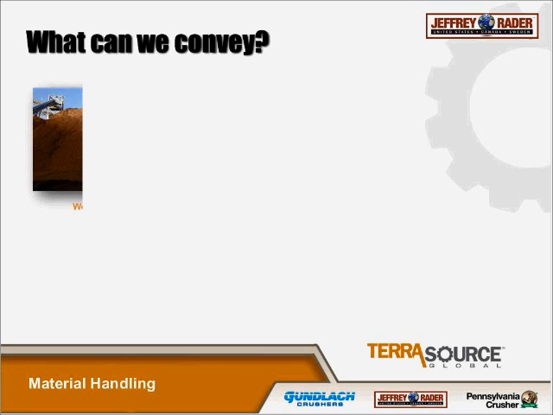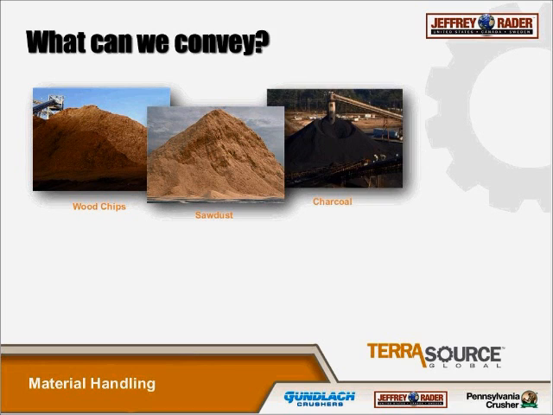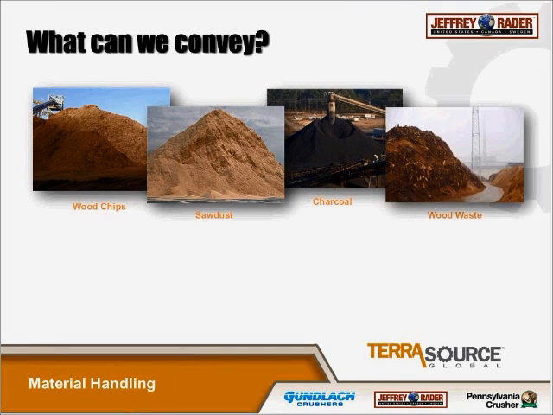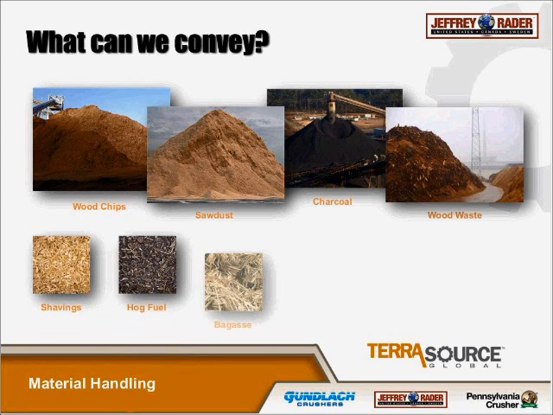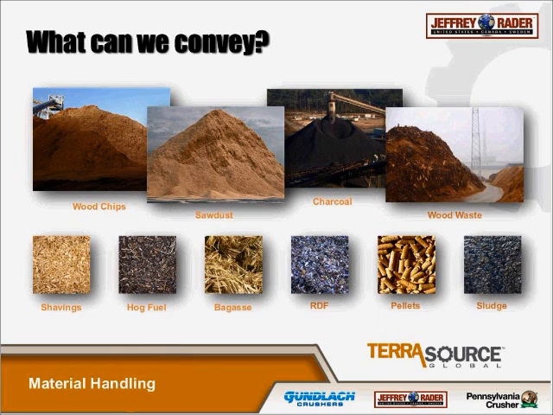So what can we convey? Really almost all types of materials. Wood products are going to be your most common. Wood chips, sawdust. Also charcoal, wood waste. Really, if you can think of it, we have a chance of conveying it. Old corrugated cardboard, municipal solid waste, among others. We prefer dry materials. 70% moisture is sort of the cutoff level there.